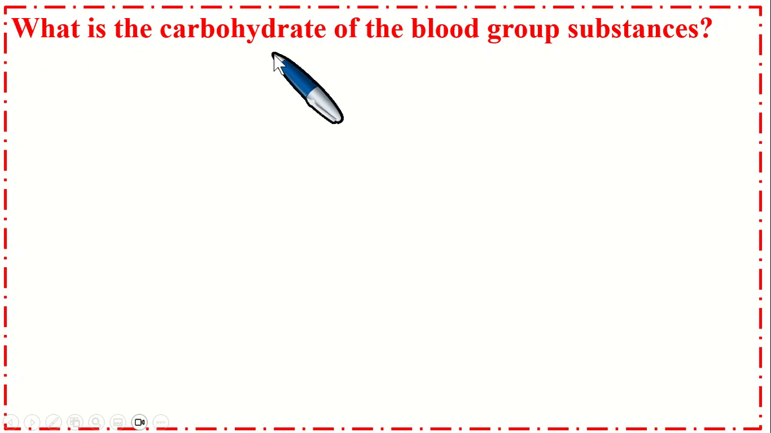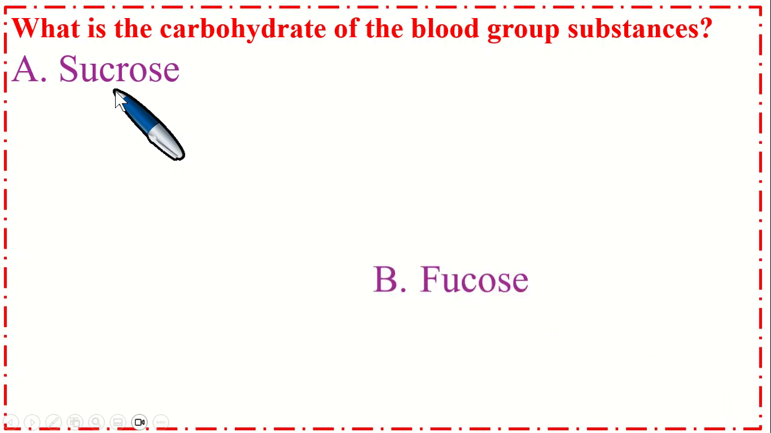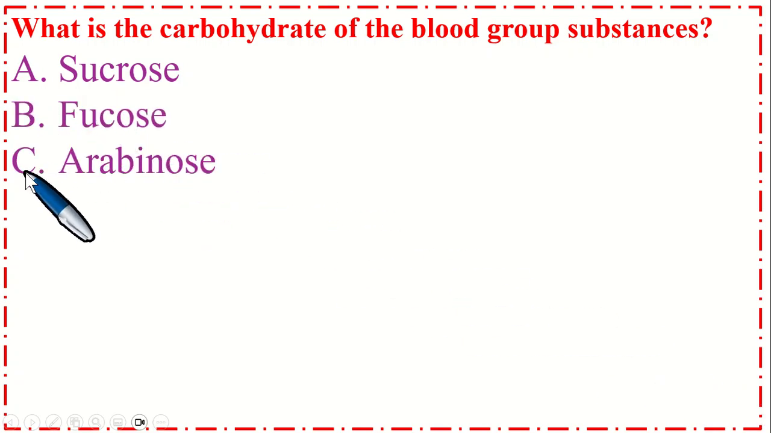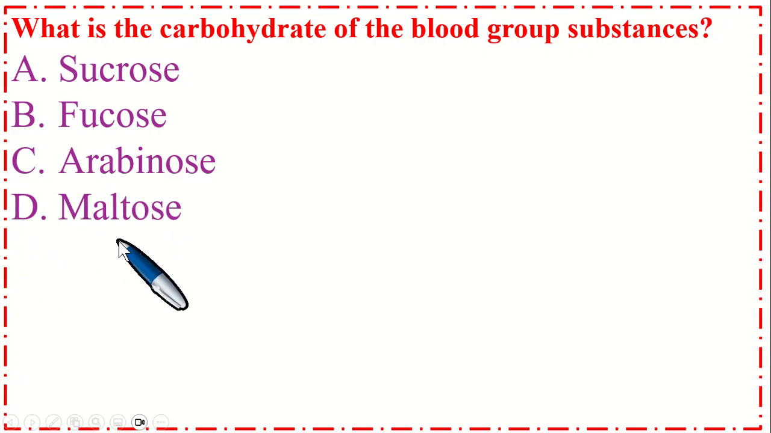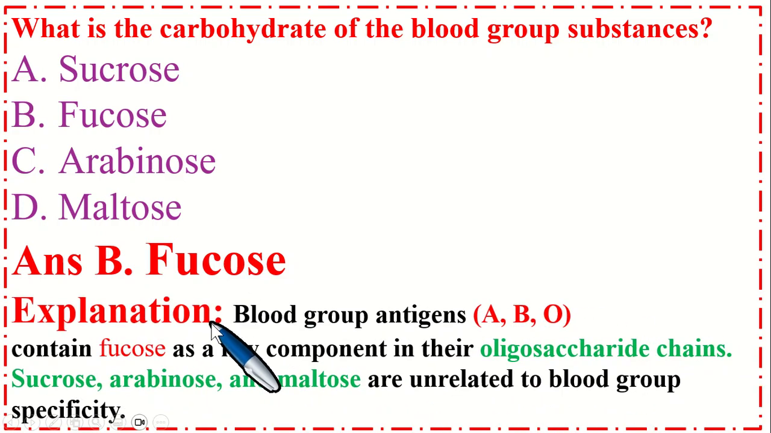What is the carbohydrate of the blood group substances? Option A sucrose, B fructose, C ribulose and option D maltose. So the correct option is B fructose. Blood group antigens A, B and O contain fructose as a key component in their oligosaccharide chains. Sucrose, ribulose and maltose are unrelated to blood group specificity.